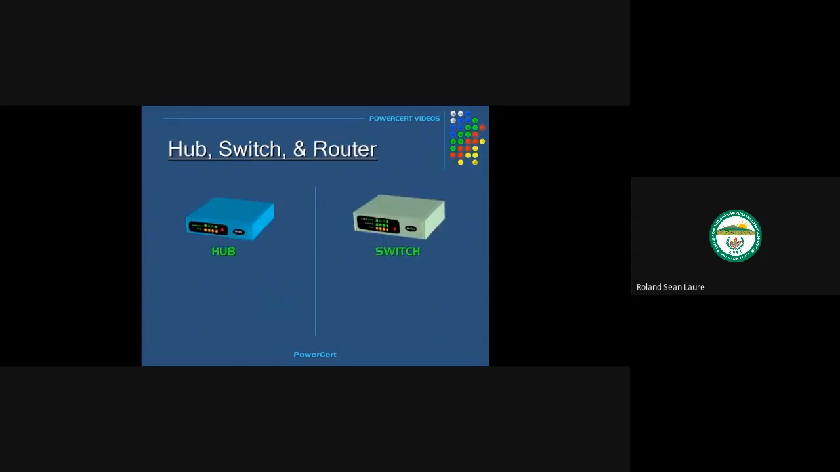So as a review, a hub only detects that a device is physically connected to it, and a switch can detect specific devices that are connected to it because it keeps a record of the MAC addresses of those devices.